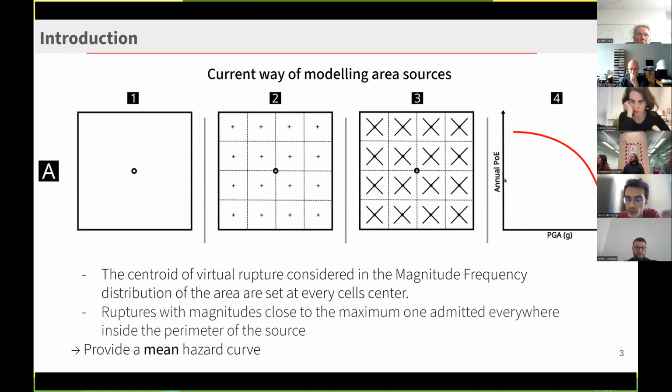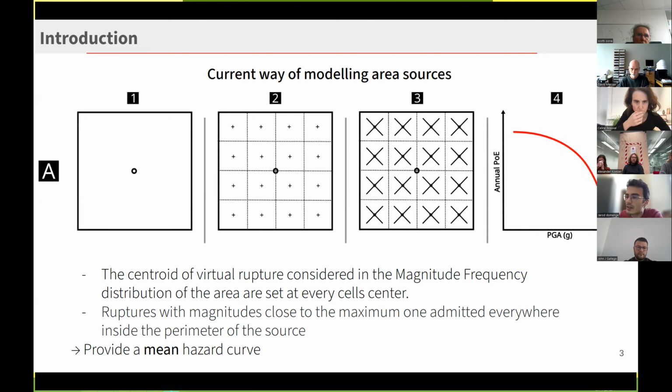At the end, to compute the hazard, what we will have is the mean hazard curve, which is the annual probability of exceedance in Y and the peak ground acceleration in X. So we compute the mean hazard curve of this pattern. Like I said, the problem is that we can have a magnitude of 7.5 everywhere in the region. So this is not really realistic.